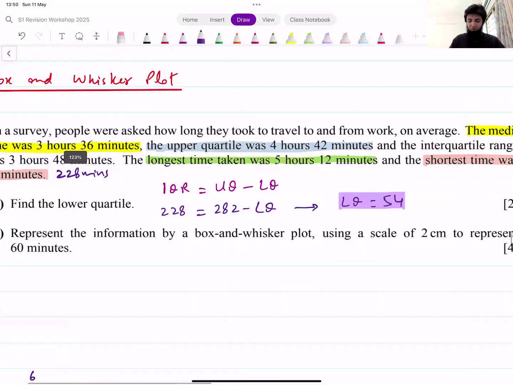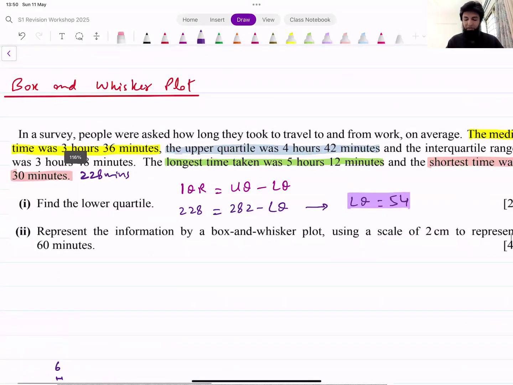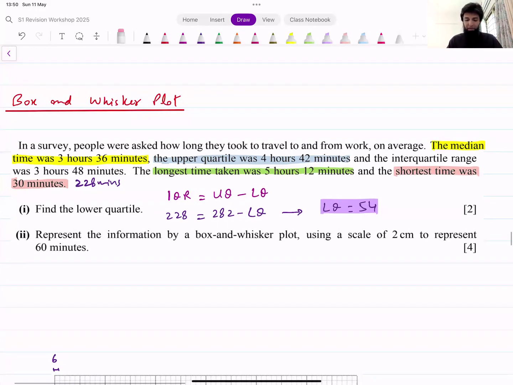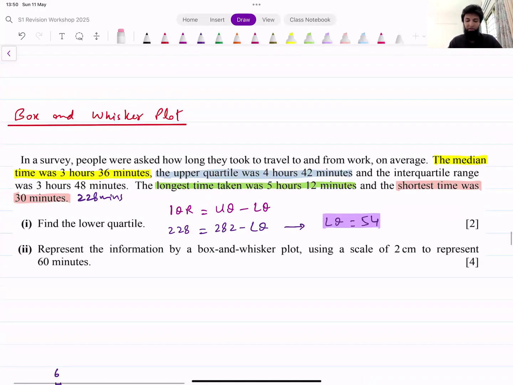They've given you some values: lower quartile, upper quartile, minimum, maximum, etc. They gave you the interquartile range in this question, and they also give you the upper quartile. First of all, you have to find the lower quartile. You can use this formula to find that. The values are in hours and minutes, so you first convert all of them to minutes, and then you just use this formula to find the lower quartile. Then they say, represent this information by using a box and whisker plot.